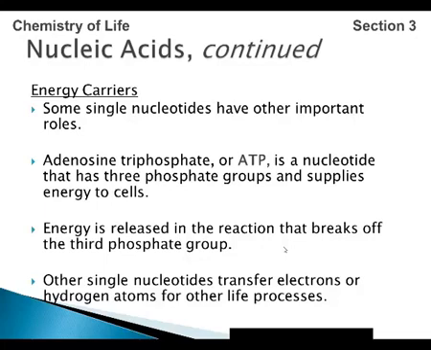As that ATP moves around to different parts of your body, your body can then break down ATP by breaking off the 3rd phosphate group, and energy is released. And then there are other single nucleotides that transfer electrons or hydrogen atoms for other life processes as well.